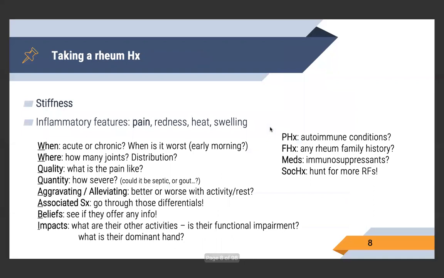Taking a rheum history, it's just like taking any other history, but the symptoms you want to ask about, you want to ask about stiffness and pain in particular. But also other inflammatory features. Is it red? Is it heat? Is it swelling? You know, all the normal stuff.